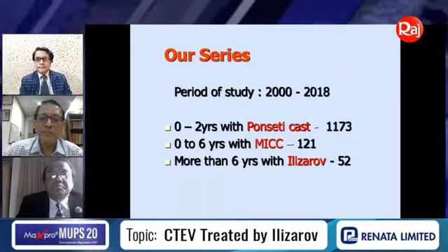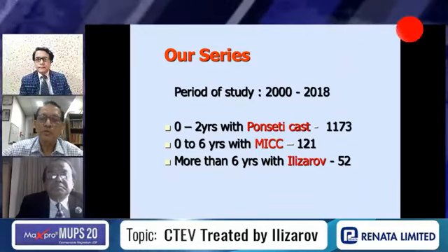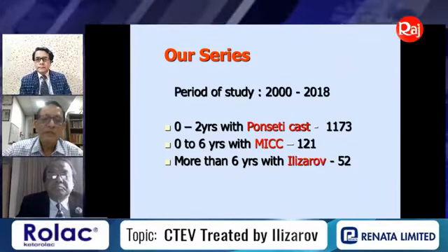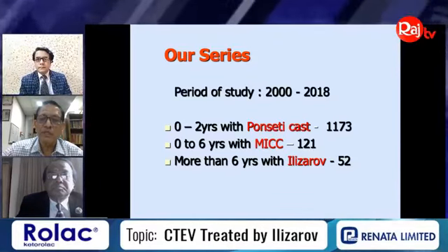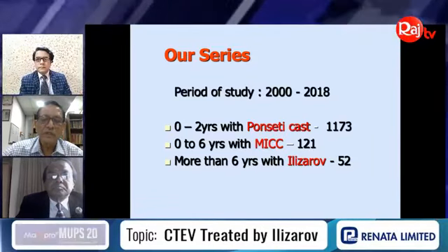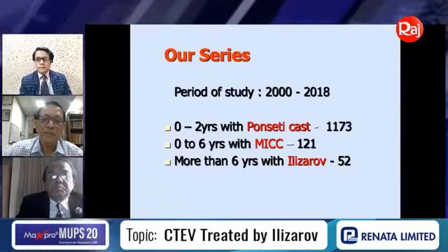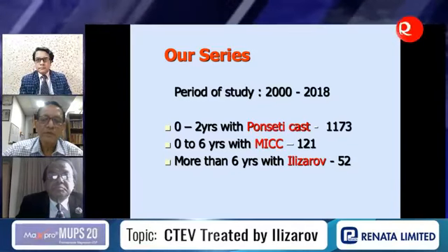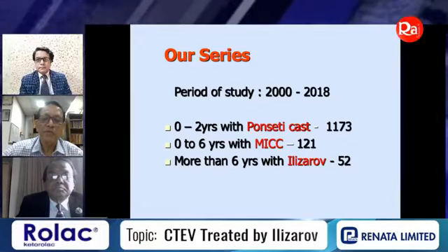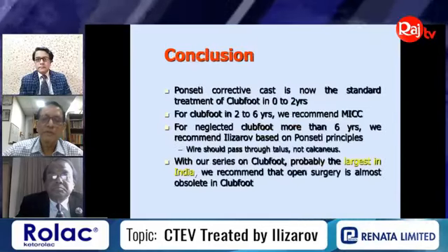So our period of study was 2000 to 2018. Zero to 2 years with Ponseti, 1173 cases. Zero to 6 years with the MICC, 121 cases. More than 6 years, we have done the Ilizarov, 52 cases.